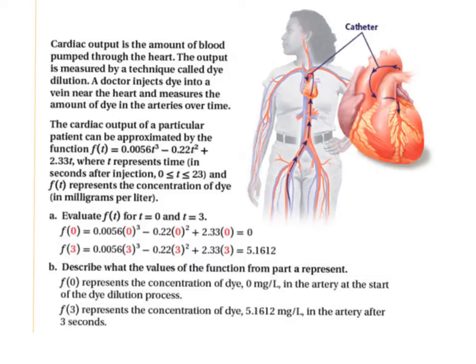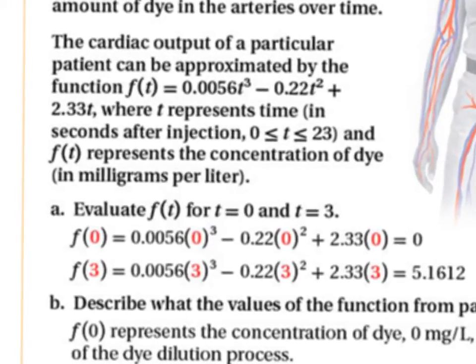time. The cardiac output of a particular patient can be approximated by the function f of t equals 0.0056 t to the third minus 0.22 t squared plus 2.33 t, where t represents time in seconds after the injection, where it's between 0 and 23, and f of t represents the concentration of dye in milligrams per liter.